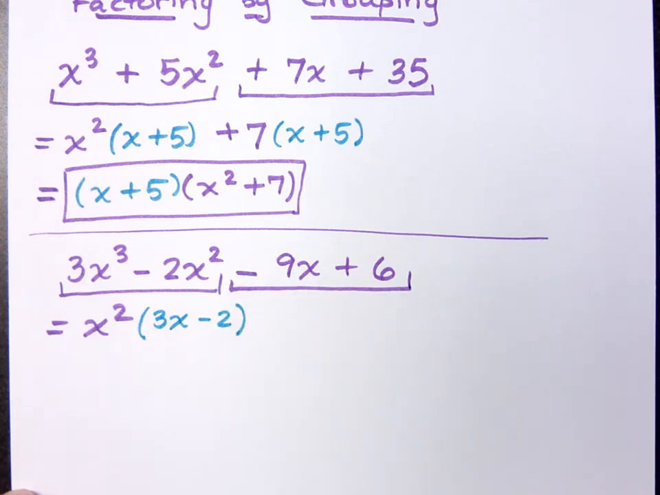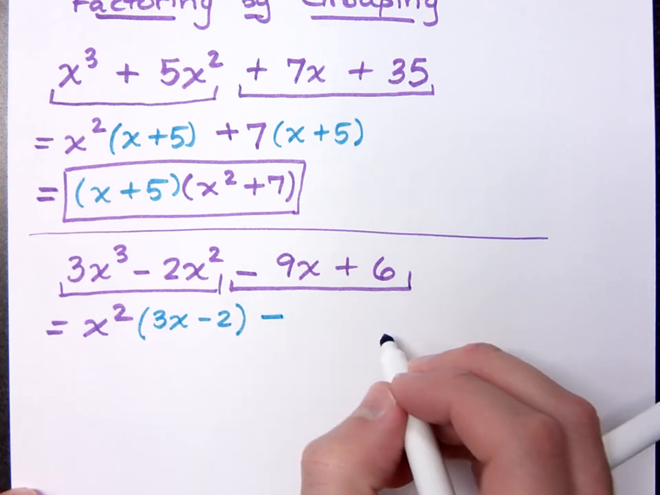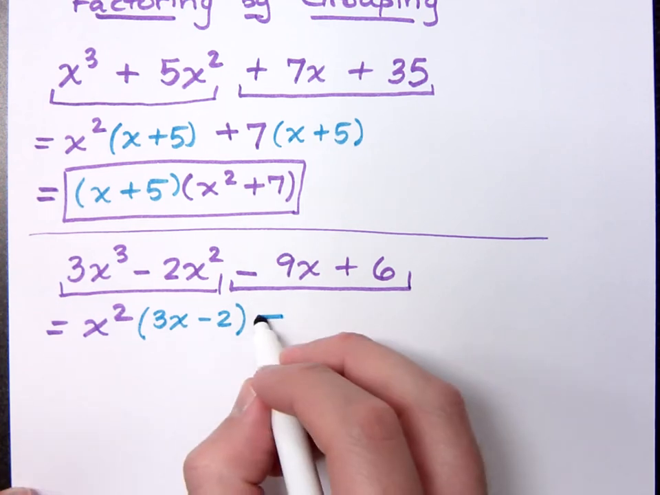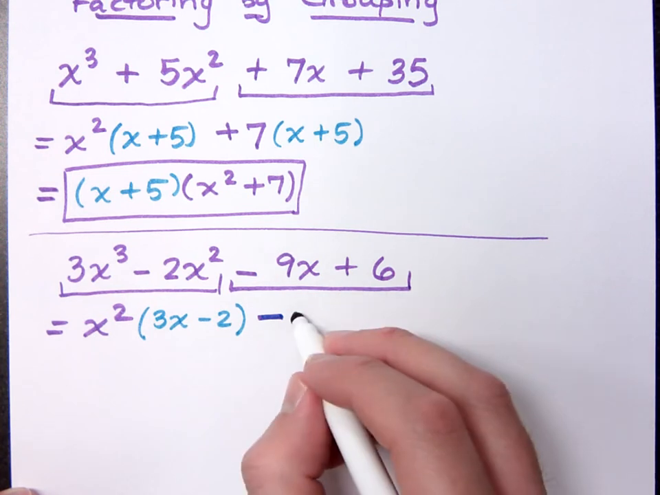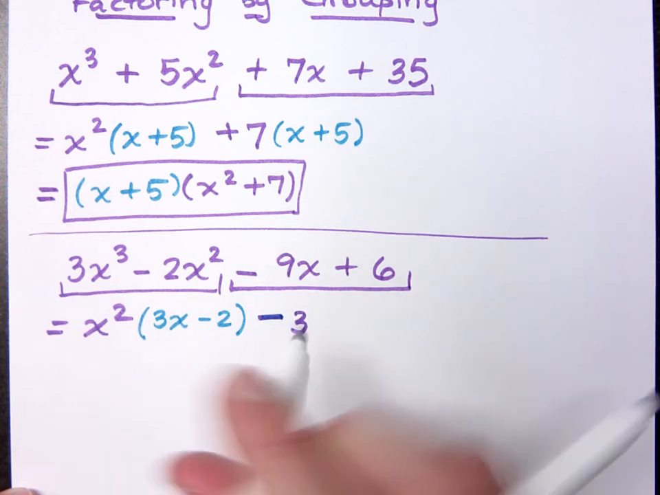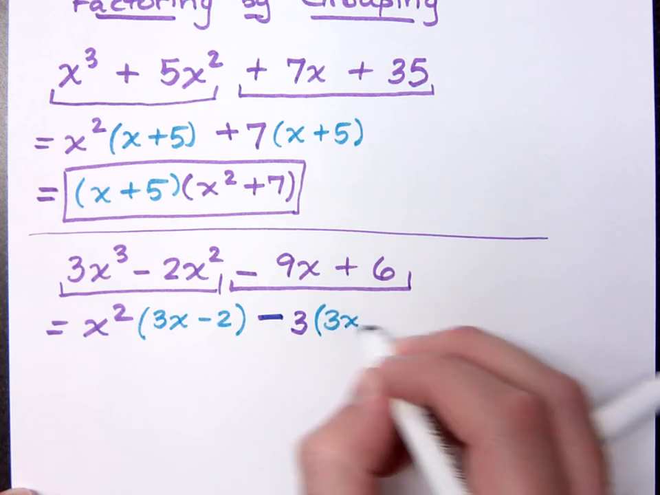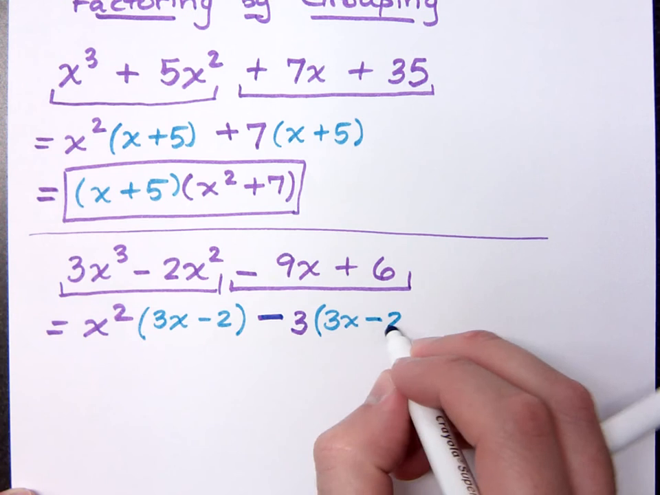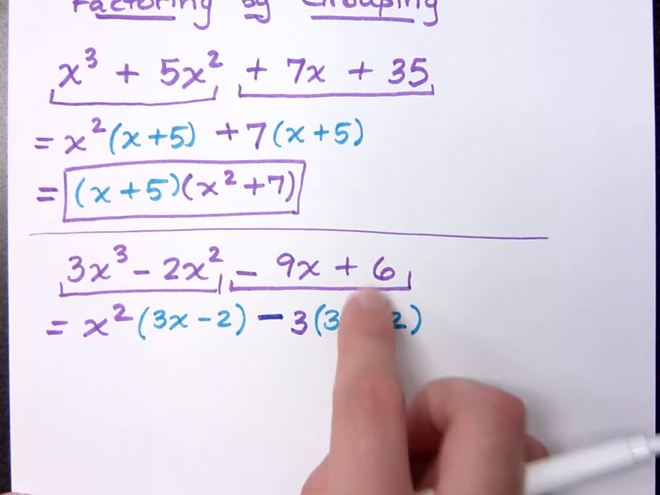Now, when you have to do some factoring and it leads with a negative, you need to take the negative out, along with whatever the common factor is. What's the common factor here? 3. So take out negative 3, and what do you have left? 3x minus 2. That way, when you do negative times negative, you get back to positive 6.